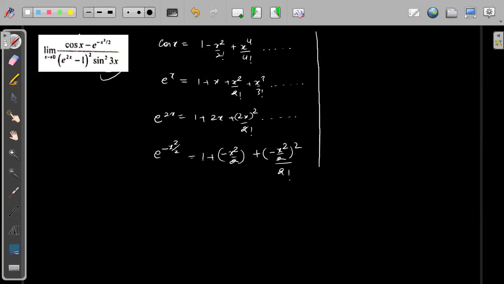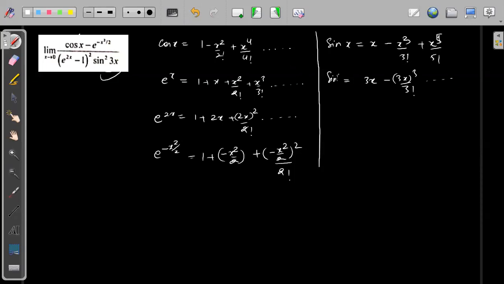Sin x will start with 0. So for sine of 3x, first I will write sine of x. Sine of 0 is 0, so it will start with x minus x cube by 3 factorial plus x to the power 5 by 5 factorial. So sine 3x will be 3x minus 3x whole cube by 3 factorial and so on, right?